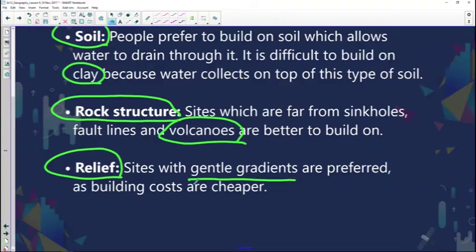Now, obviously, if you look at the construction cost for infrastructure, it's going to be much cheaper to build your houses on a gentle slope than on a very steep slope. Now, I'm talking infrastructure, not only houses. I'm talking roads, I'm talking electricity lines, I'm talking water pipelines, etc.